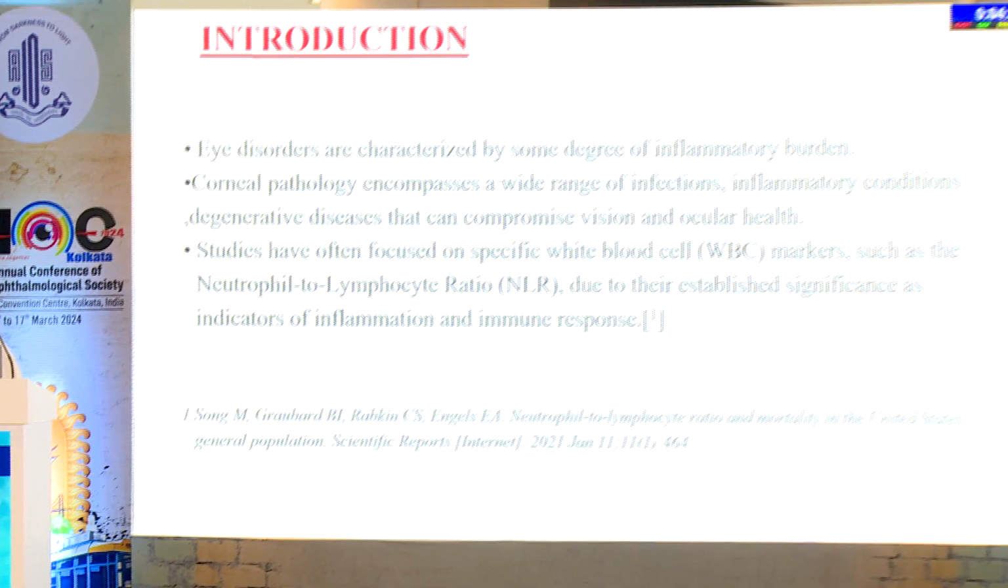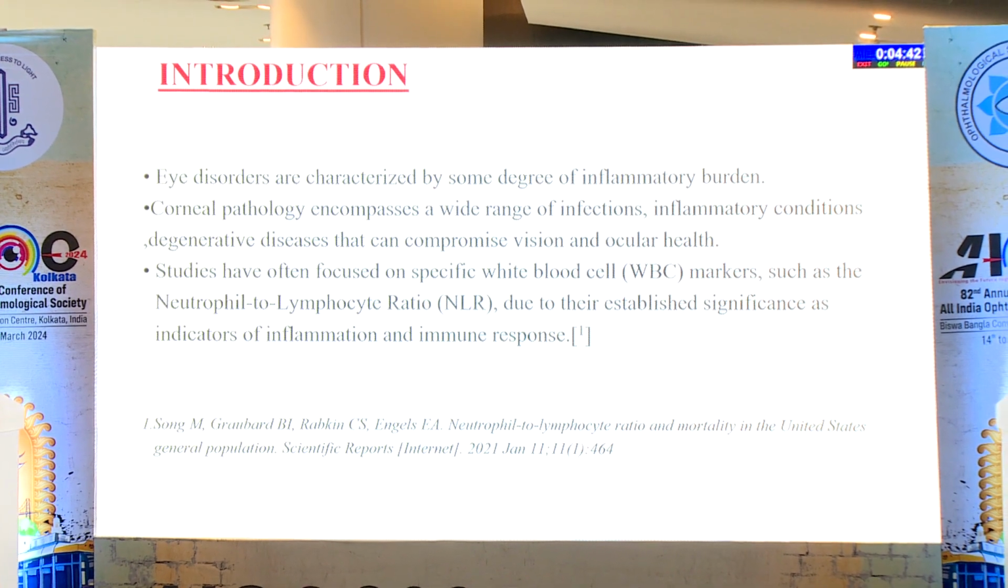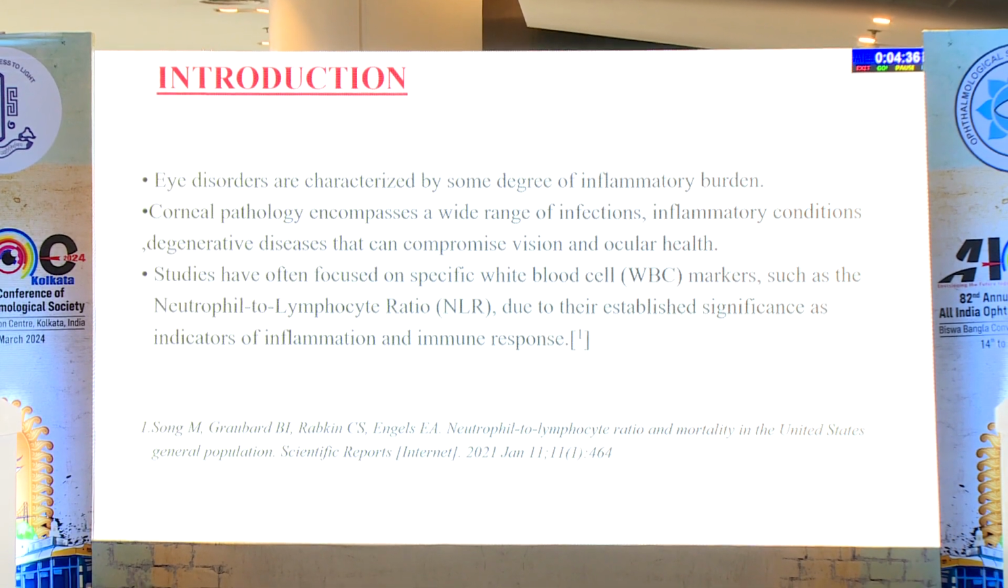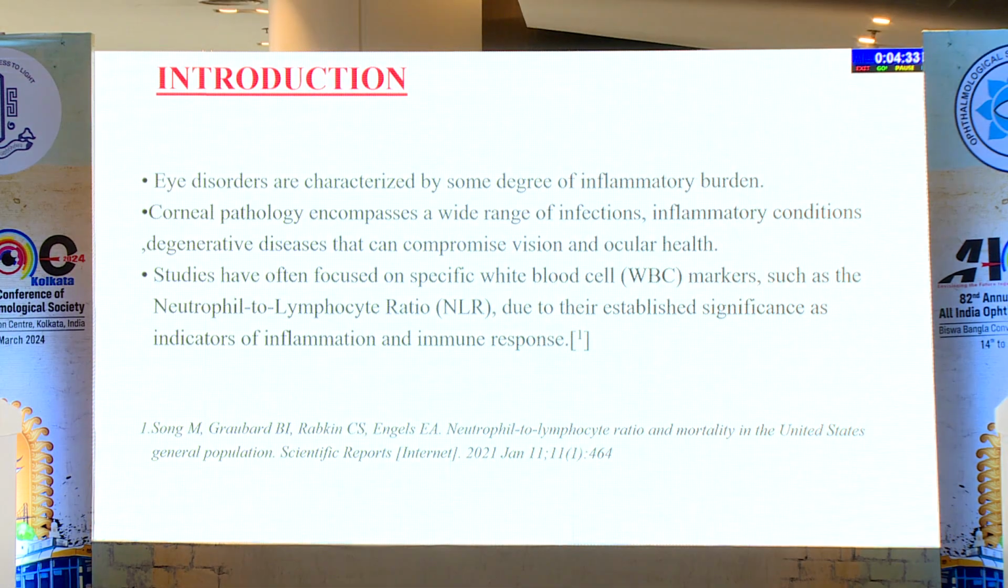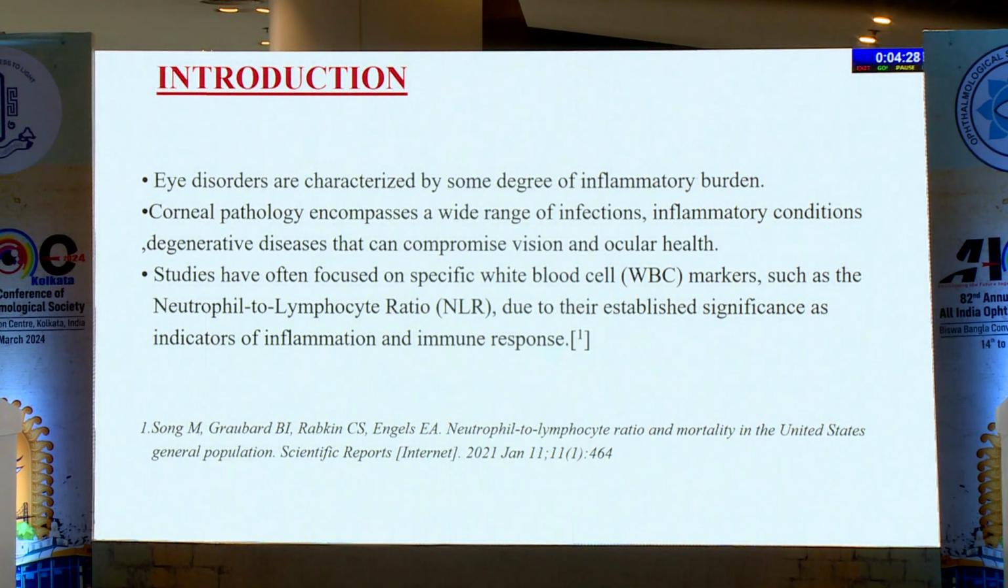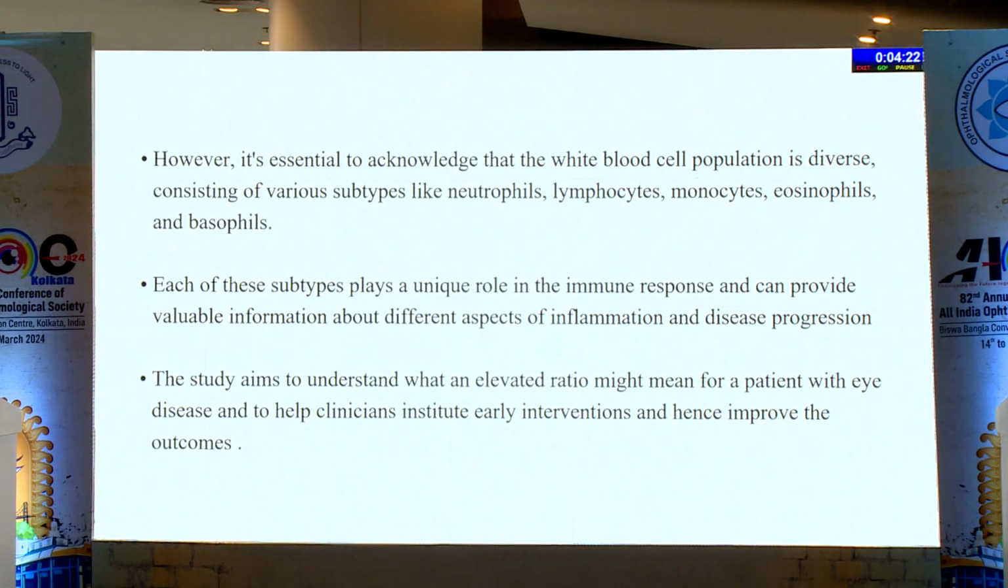Introduction: eye disorders are characterized by some degree of inflammatory burden. Corneal pathology encompasses a wide range of infections, inflammatory conditions, and degenerative diseases that can compromise vision and ocular health. Studies have often focused on specific WBC markers such as the NLR due to their established significance as indicators of inflammation and immune response. However, the WBC population is diverse and consists of various subtypes like neutrophils, lymphocytes, monocytes, eosinophils, and basophils. Each of these subtypes plays a unique role in the immune response and can provide valuable information about different aspects of inflammation and disease progression.